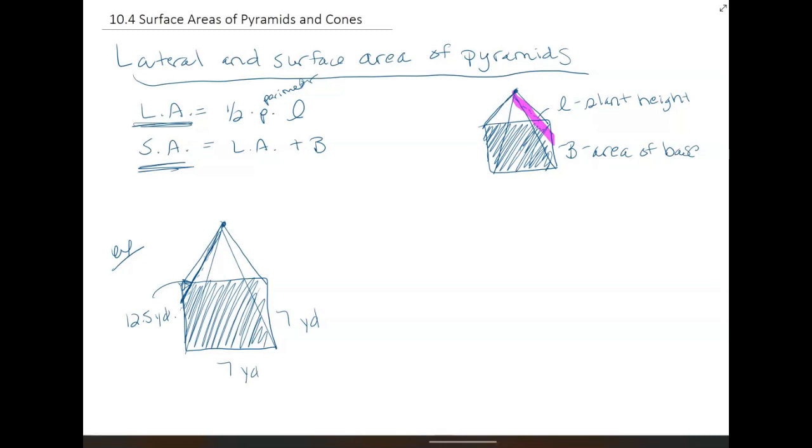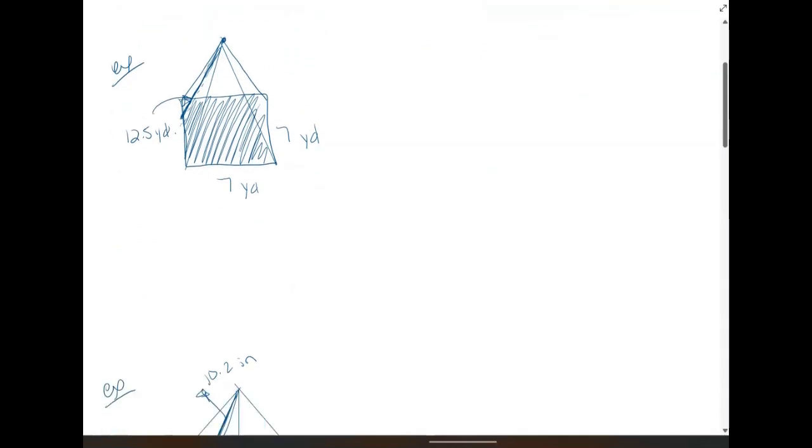And then the surface area, of course, is just the lateral area plus, again, the area of the base, which we denote as big B. So without further ado, let's jump in. So here I have a square pyramid. It's defined as a square pyramid because the base of this pyramid is a square. And we need to use our formulas to find the lateral area and the surface area.